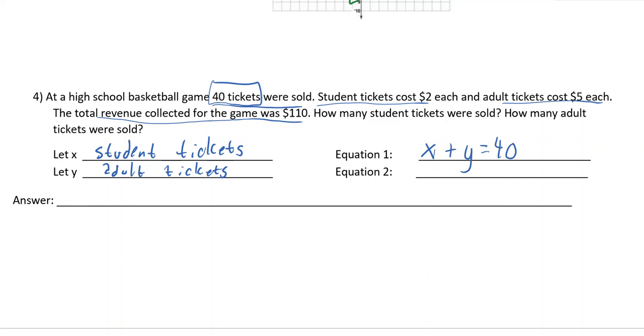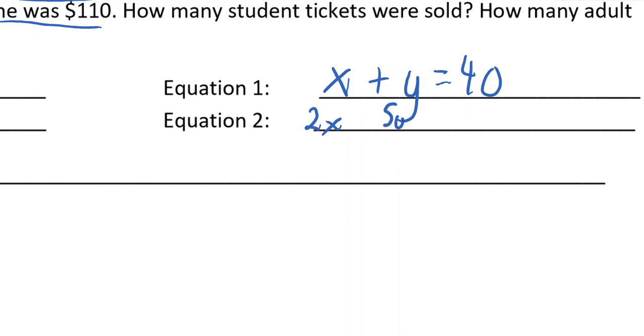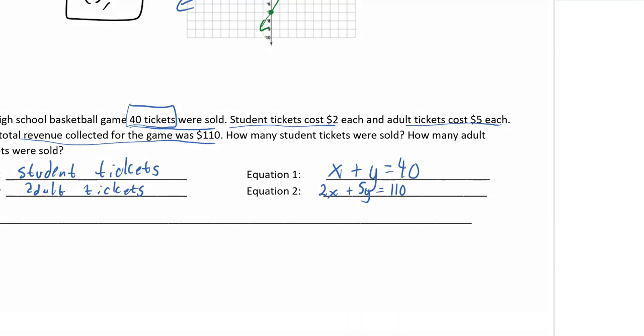The next equation is kind of the money equation. Student tickets cost $2. If X is student tickets, then 2 times X is how much money you got from student tickets, because each one's 2. You multiply the number by the number you sold. The adult tickets are 5, so for similar reasons, it's 5 times Y. And if you add those two together, you should get the total revenue, which we know is $110. Okay? Once you have this system, you're ready to solve.